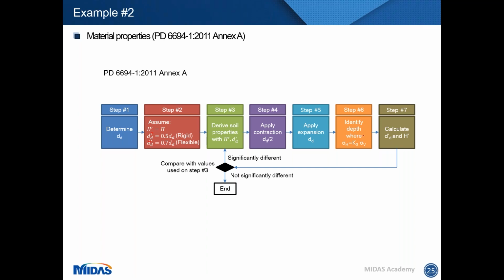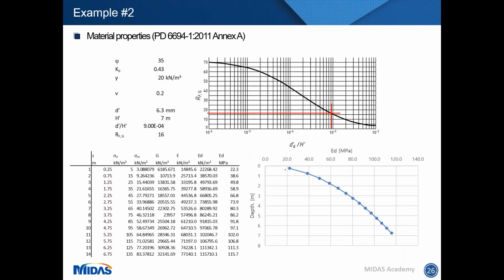And then you identify the depth where the horizontal stresses are equivalent to the at-rest pressures. Then, knowing that, you will be able to extract your new H and D, and you're going to compare these values with the ones that you used to derive the soil properties in step 3. If they are very similar, then you are done. But if they are not, you will need to run another iteration. Right.